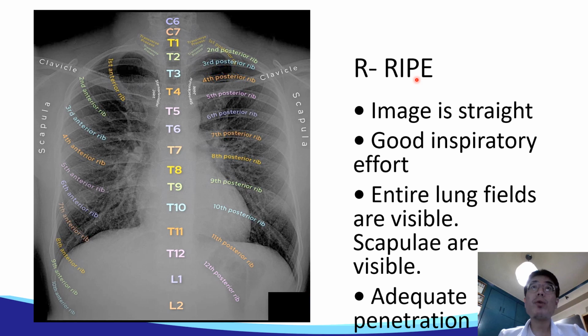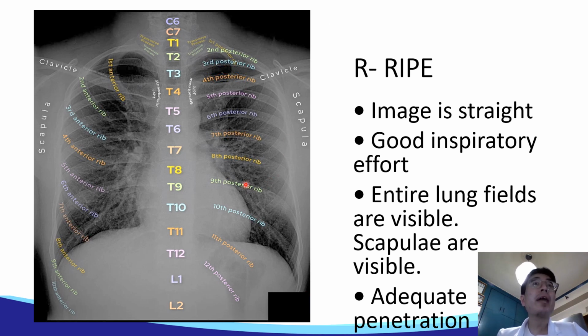Next, RIPE, which is our acronym for Assessment of Image Quality. In this radiograph, we appreciate that the film is straight. It's not tilted towards the left or towards the right. Next, we assess the inspiratory effort. We can count either the anterior ribs or the posterior ribs to assess inspiratory effort. Here, we note that there are more or less 7 anterior ribs and around 10 posterior ribs, indicating that inspiratory effort is good.